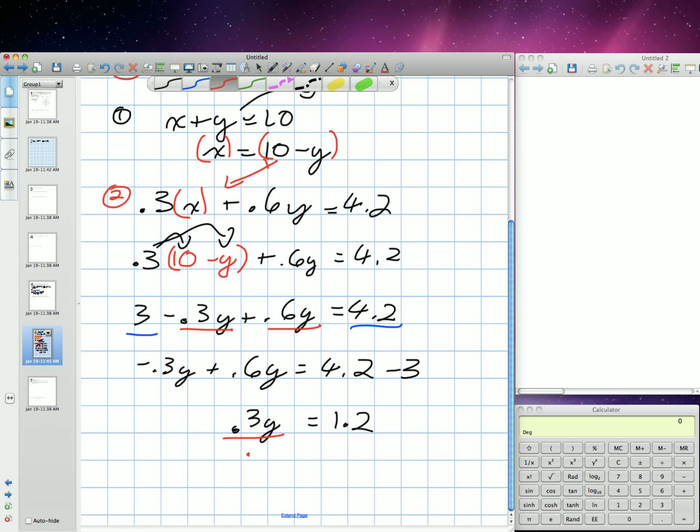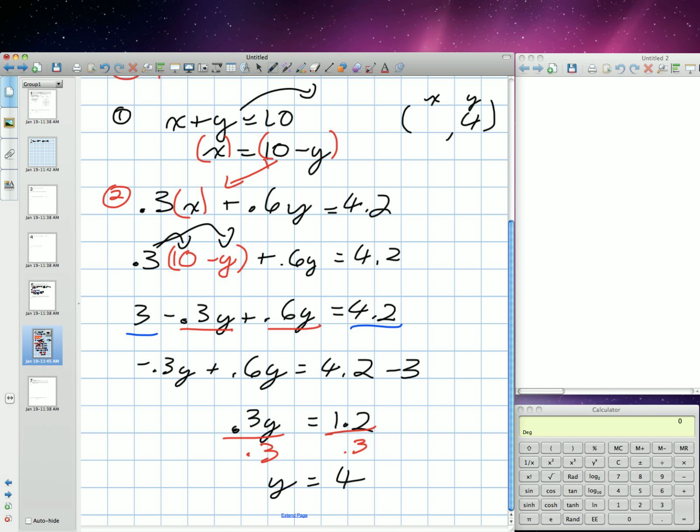Divide each side by 0.3. So y is equal to, anyone know? 4. So we've solved for y. If we were graphing it, and we were to write a coordinate out here, our y coordinate would be 4. So we have that amount.